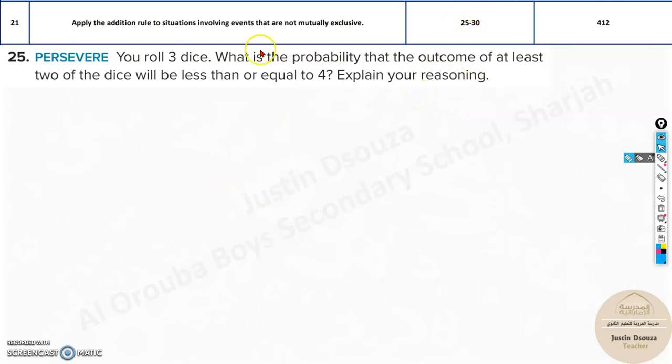Now, here we have a situation where you roll 3 dice. What is the probability that the outcome of at least 2 of the dice will be less than or equal to 4? Explain your reasoning. First of all, how many dice are there? 3. We know if it was 2 dice, it would be 6 times 6, total possibility 36. But since here it is 3, 6 times 6 times 6, or 6 cube.